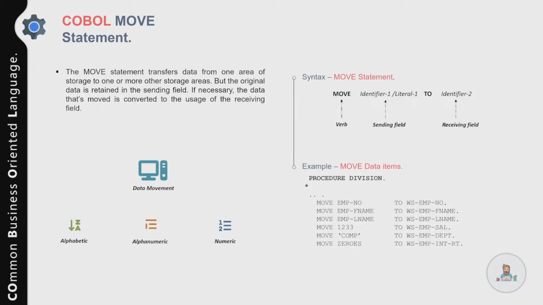Now let's talk about an example. In the following example we have the procedure division and we have used a couple of move statements to move data from one field to another field. And we have also used a move statement to assign numeric values to a variable. In the first example, we have employee-number, which is being moved to ws-emp-number. Similarly, the second statement is moving employee-first-name to ws-emp-first-name.